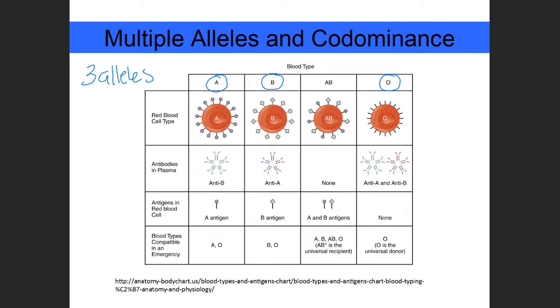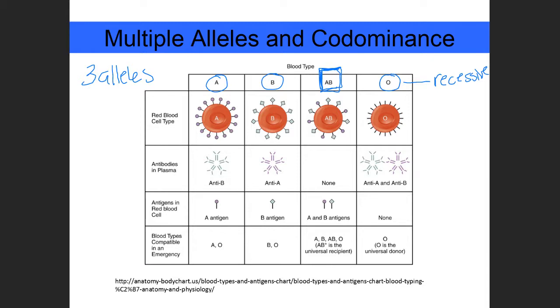In addition, this is not inherited in a classic Mendelian dominant-recessive way, or it's not expressed in that way, because A and B are codominant. Neither one is dominant over the other. So if you get an A from one parent and a B from the other parent, you are going to have the phenotype of AB. AB is not an allele, it's two alleles. It's allele A and allele B, but you show both of them. O is recessive to A and to B.